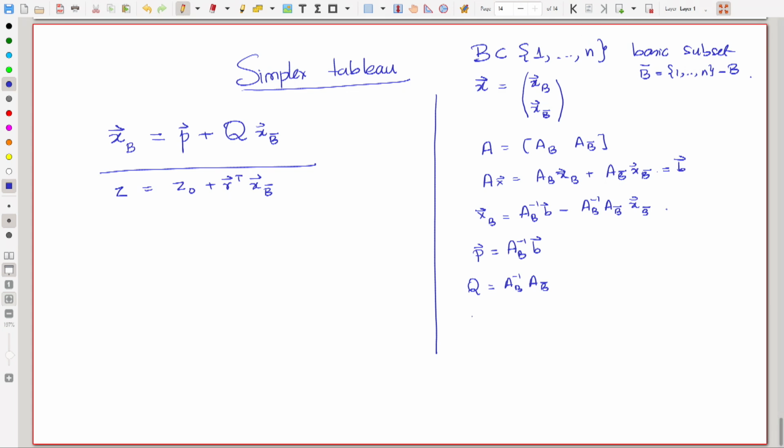And what is this? Okay, so Z is C transpose X, right, but we should probably also split up C into two parts. So, let us write C transpose as C transpose B, C transpose B bar. There are coefficients of the basic variables in the objective function and the coefficients of the non basic variables. So, we are calling them C b and C b bar.